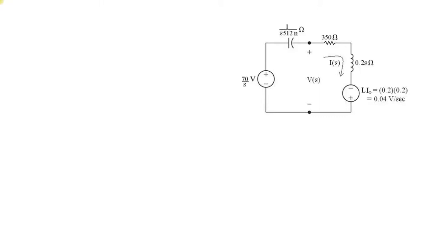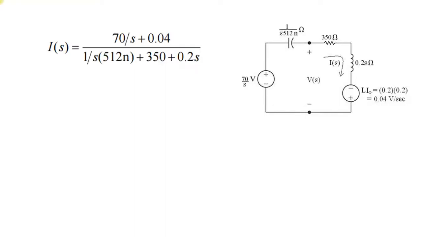Now the switch is open, the circuit looks like this. Now you apply the loop equation for the corresponding circuit. Okay, so this is the value of I of S for the corresponding circuit. Directly you write the loop equation. This is a single loop, so the total voltage is equal to 70 divided by S, plus 0.04 divided by S equals (350 plus 0.2 S plus 1 divided by S into 512 into N) times I of S. N is nothing but nanofarad, so I put N here. Directly write the equations.